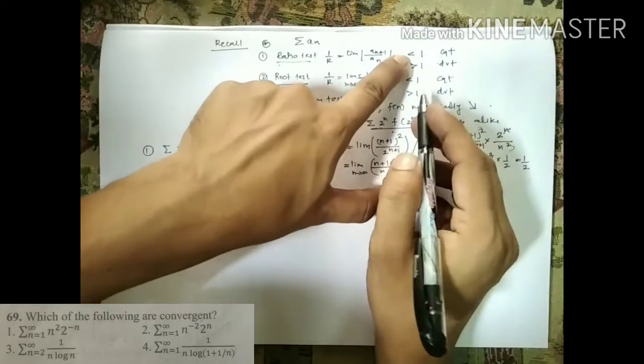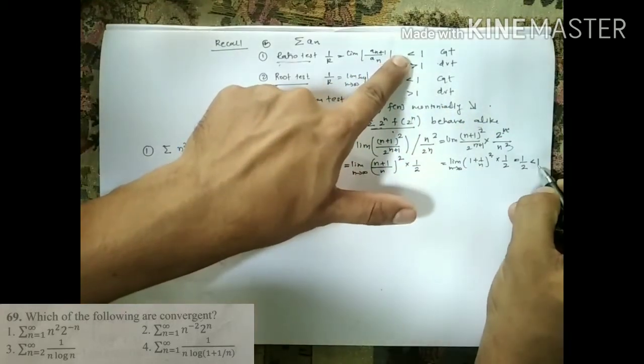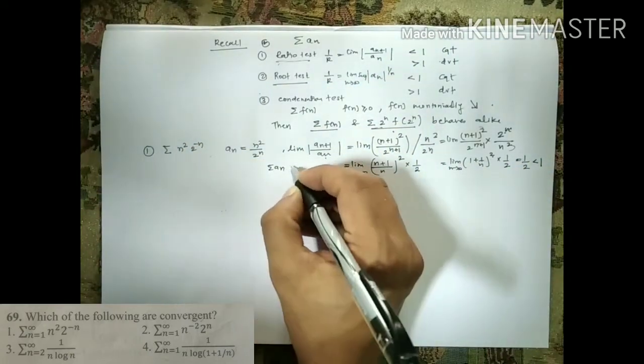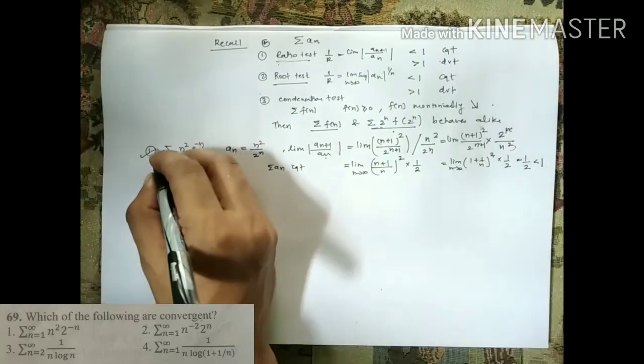Now we have to check whether it is less than 1. Of course yes, and it means our series a_n is convergent. So the first option is true.